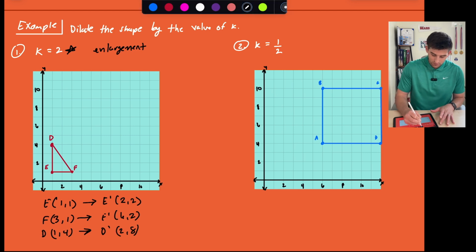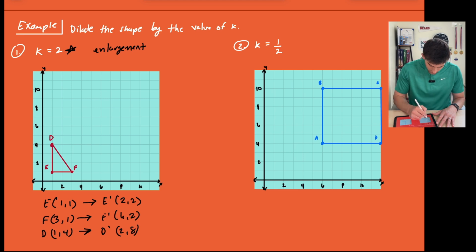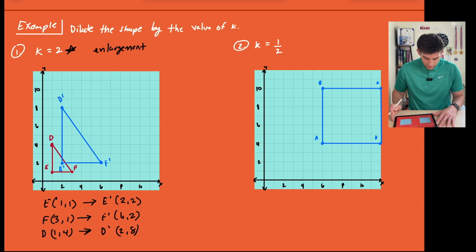Okay, so now I'll go to my blue color and we can graph these vertices here and see how the shape enlarges. So E would be 2, 2. That's going to be right there. Excuse me, E prime. Okay. F prime is 6, 2, which would be there. And then D prime is 2, 8, which would be here. Okay. So now when we connect these vertices, the shape should still be the same. Okay. It's just gotten larger.